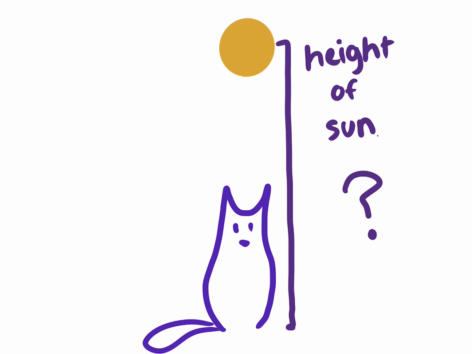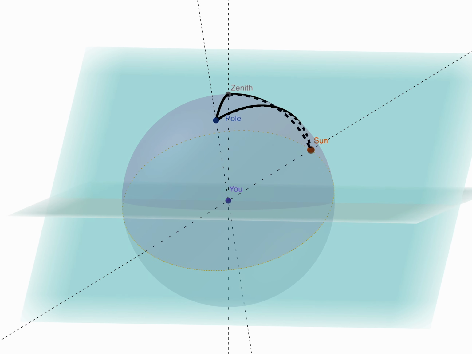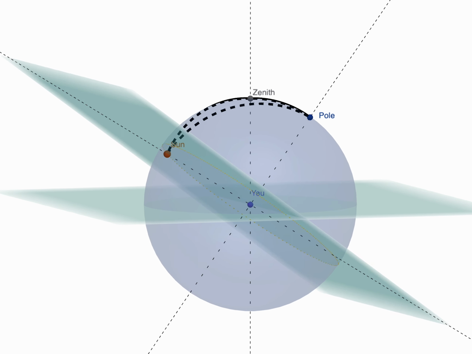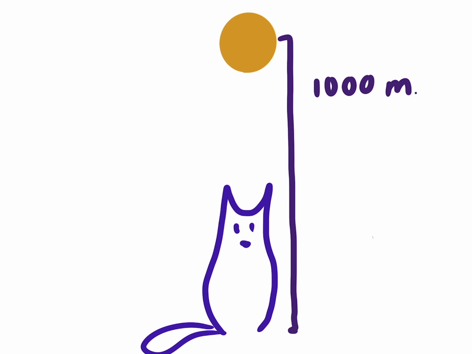I asked this exact question myself, so I decided to try to solve it. And after many equations and many graphs, I've come to an answer, so I'm sharing it with you today. The first question I had was, how do you even measure that? You can't just be like, oh yeah, the sun is 1,000 meters high and before it was 950.